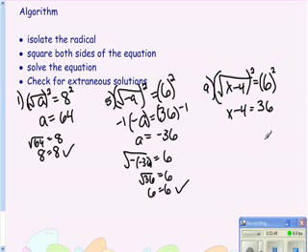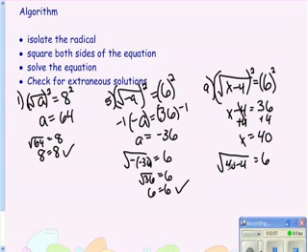6 squared is 36. Solve my equation, so add 4 to both sides. x is 40. Plug it back in to make sure it works. Square root of 40 minus 4 equals 6. 40 minus 4 is 36. Square root of 36 is 6, so 6 does equal 6. My answer works.